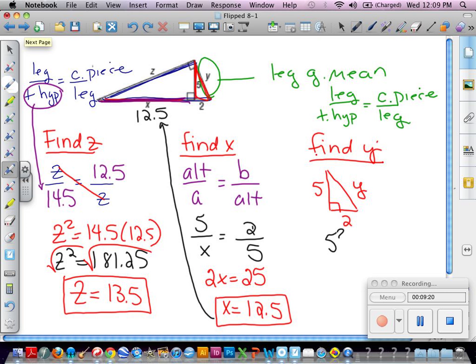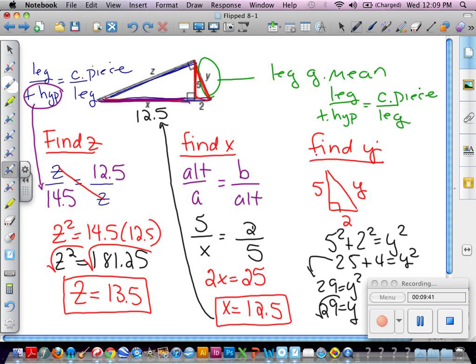I'm taking 5 squared plus 2 squared equals y squared. I got 25 plus 4 is y squared. I got 29 is y squared. Y is root 29, and I'm leaving that as a radical, guys.